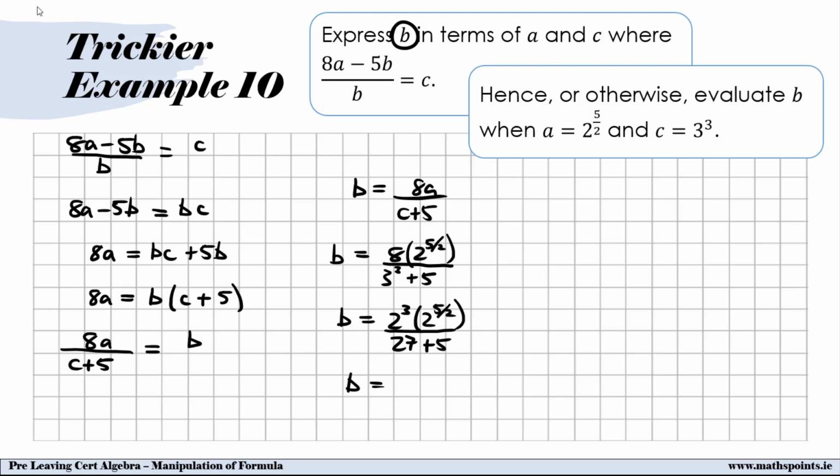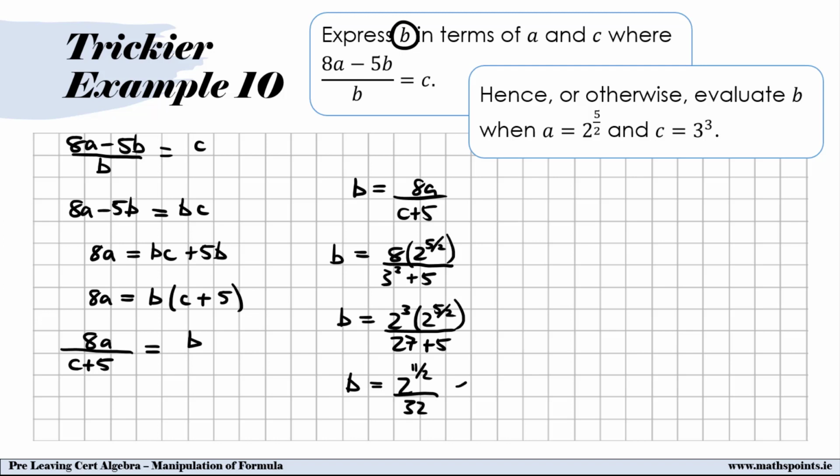So on the next line, I'm going to use the rule of indices that says if the base number is the same, which is 2, we can add the powers. So we're going to add 3 plus 5 over 2. 3 is 6 over 2, and 6 over 2 plus 5 over 2 is 11 over 2. So using the rules of indices, I can multiply those two numbers and get 2 to the power of 11 over 2. 27 plus 5 is 32.